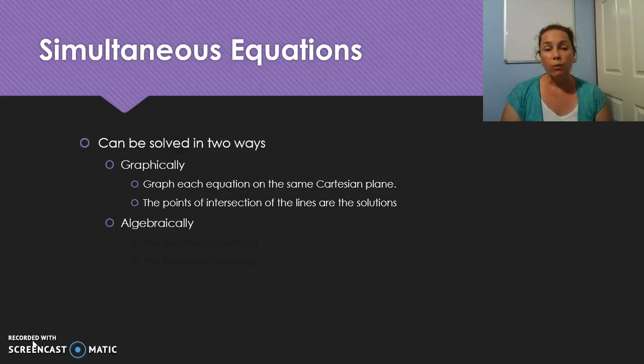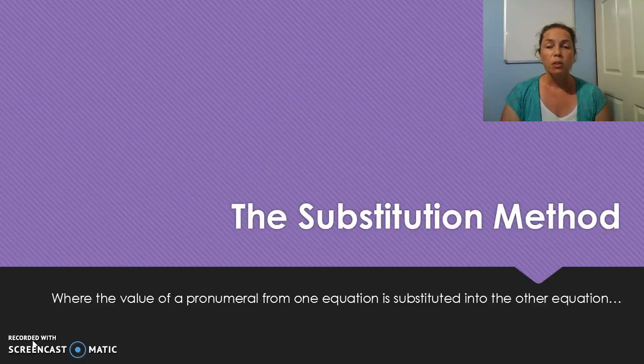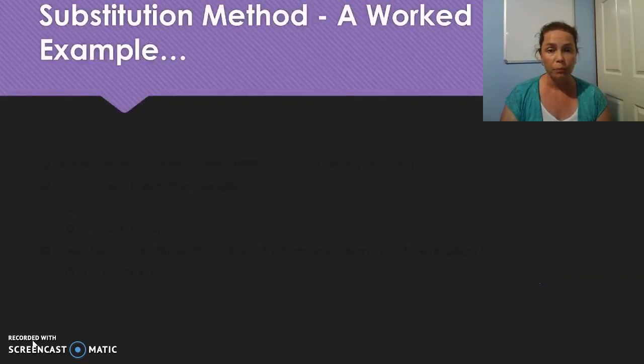The second way, and the one in which this video concentrates on, is to solve algebraically. And there are two techniques that we can use for this: the substitution method and the elimination method. So the substitution method is where the value of a pronumeral from one equation is rearranged and then substituted into the other equation. So we go from having two equations and two unknowns to one longer equation with only one unknown, and you know how to solve that quite simply.